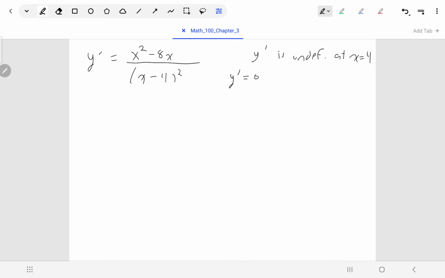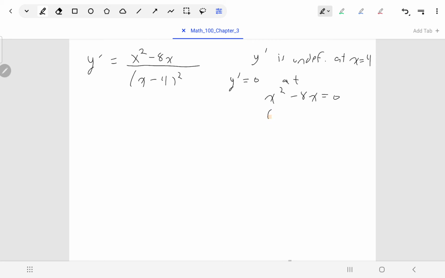We know that the derivative is equal to 0 when the top is equal to 0, so two places. One is when x is equal to 0, and the other is when x is equal to 8. We should, of course, go back and figure out what our y values are for these 2 points. For the x equals 0, we already know where the y value is. The y value is our y-intercept, which is 2. So that we already know.